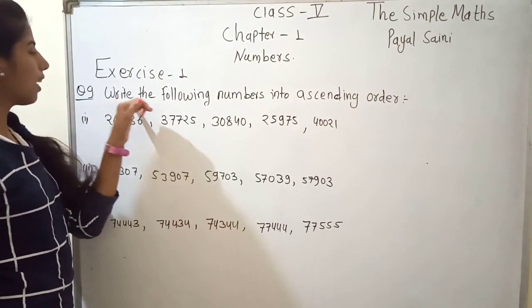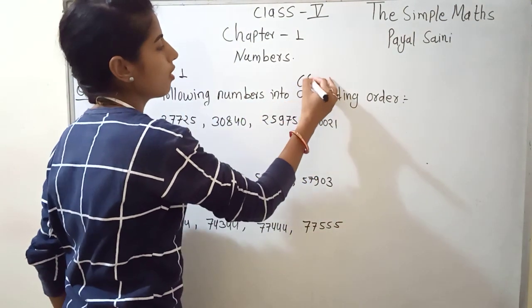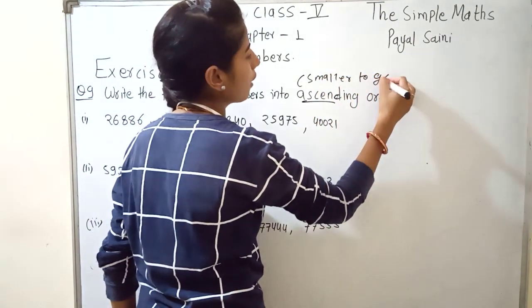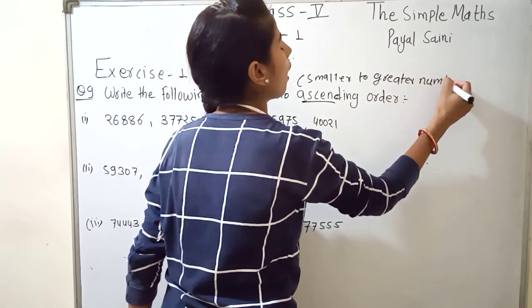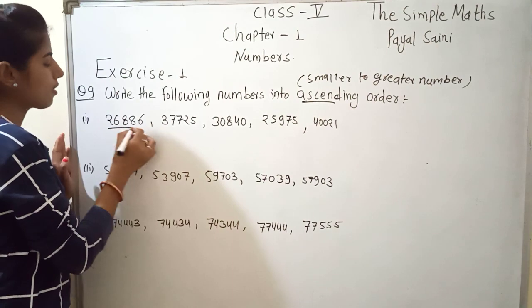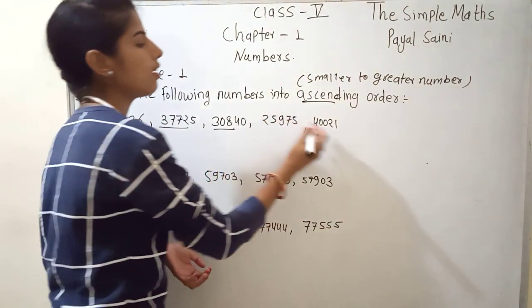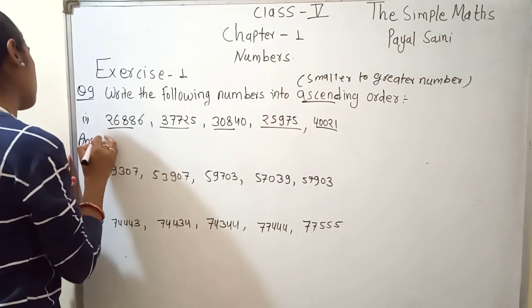Question number 9. Write the following numbers into ascending order. Ascending order means smaller to bigger number. Smaller to greater or bigger number. Now we check. How we check? First we check from our digits. If which number has a small digit, that is the first number, then we write it here at the start.